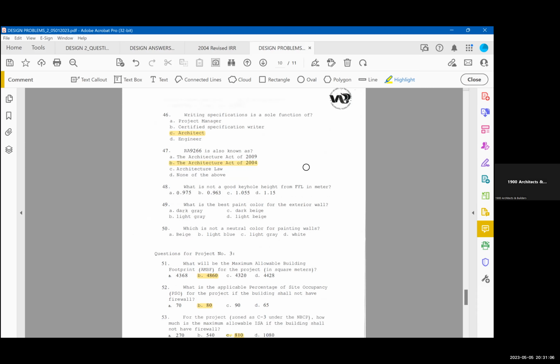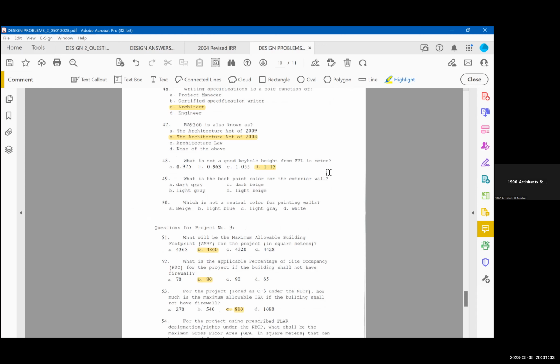Number 48. What is not a good keyhole height from FFL in meter? Okay, yan na naman. So, elimination na naman tayo dito. So, A, B, C, D. What is not a good keyhole height? So, the answer is letter D, yung pinaka-highest. Masyado na siya mataas, 1.15.